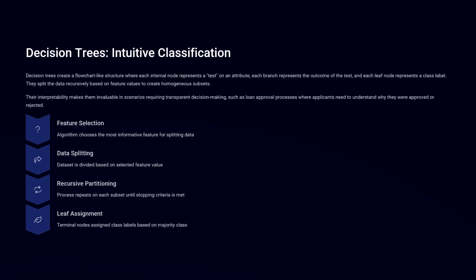Feature selection. Algorithm chooses the most informative feature for splitting data. Data splitting. Dataset is divided based on selected feature value. Recursive partitioning. Process repeats on each subset until stopping criteria is met. Leaf assignment. Terminal nodes assigned class labels based on majority class.